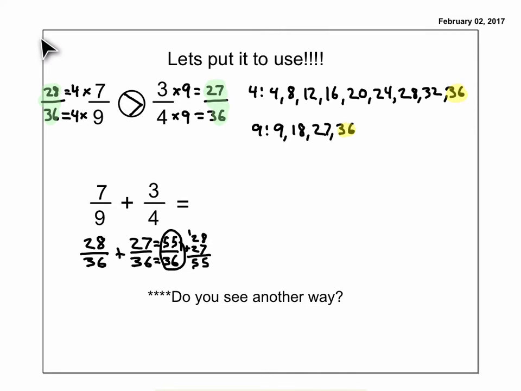Before I let you go here, I want to show you one more time how to use prime factorization to find your least common multiple. Let's break down 9. And 9 would be 3 and 3, which are both prime. Let's break down 4, which would be 2 and 2, which are both prime. Do these share any factors? And the answer is no, they don't share any factors.